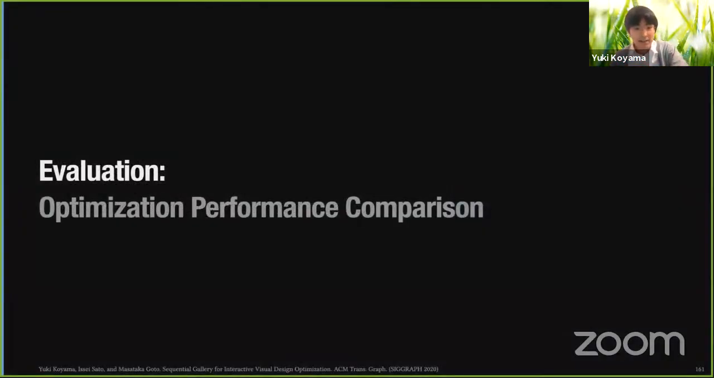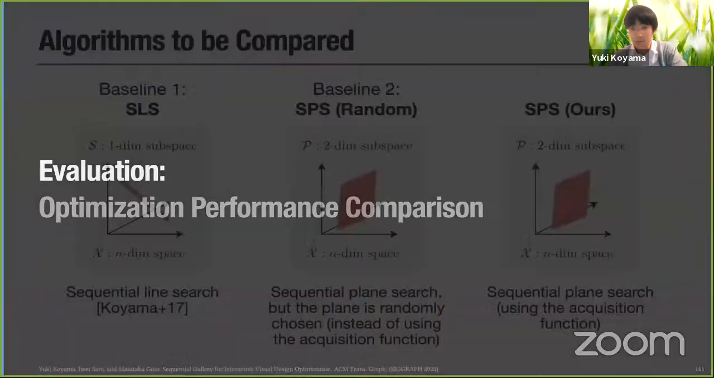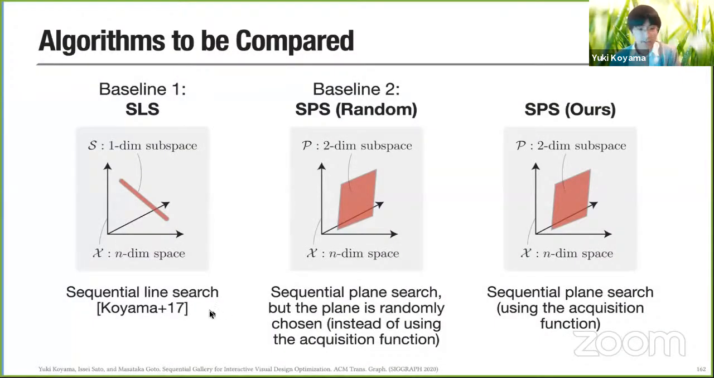We evaluated the performance of the proposed method. In this experiment, we considered 3 conditions. The first 2 are the baselines, and the last one is the proposed one. The first baseline is the sequential line search method, which was proposed in the previous project. The second baseline is called SPS random, which is a plane search, but the plane is only randomly chosen.